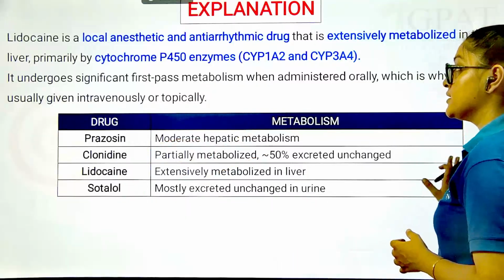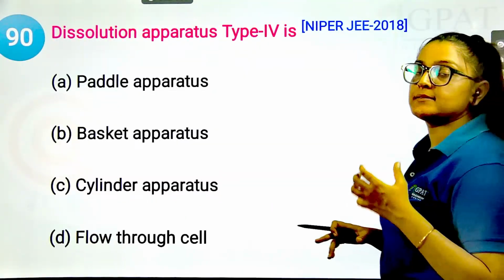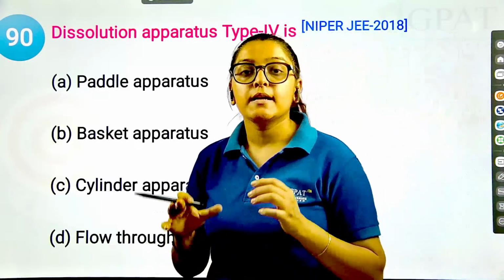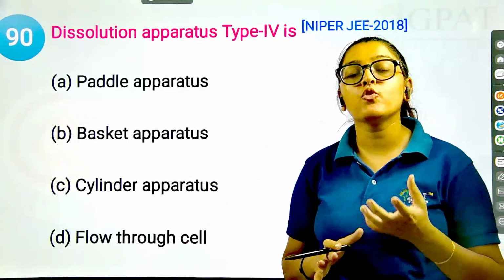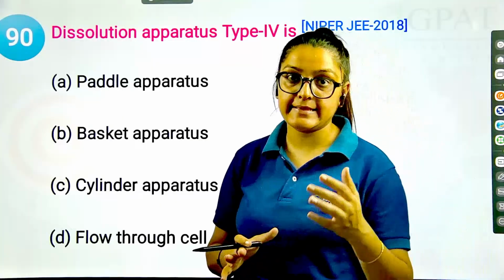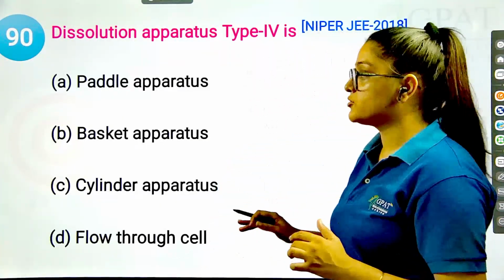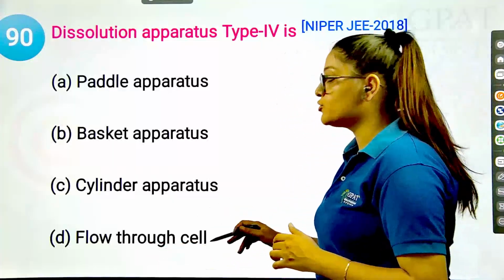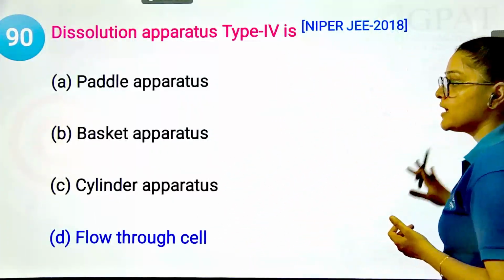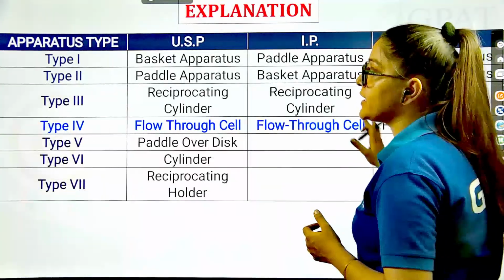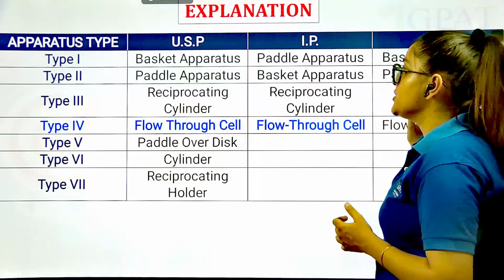Okay. Alright. So next, dissolution apparatus type 4. The options are basket, paddle, reciprocating cylinder, flow through cell. So correct answer is flow through cell apparatus. Option number D is the correct answer. Okay. So type 4 apparatus is the flow through cell based on the USP.